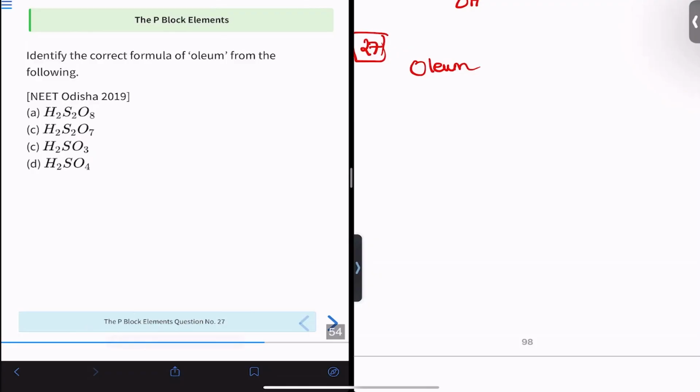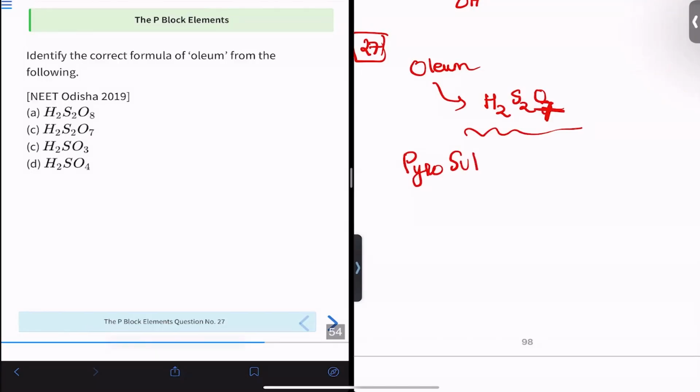Then you can see they have given you four structures for sulfur oxo acids, and in bracket for only one compound they have written oleum. Which of the following compounds' other name is oleum? The other name of oleum is for H2S2O7. The other name for H2S2O7 is oleum, the pyrosulfuric acid.